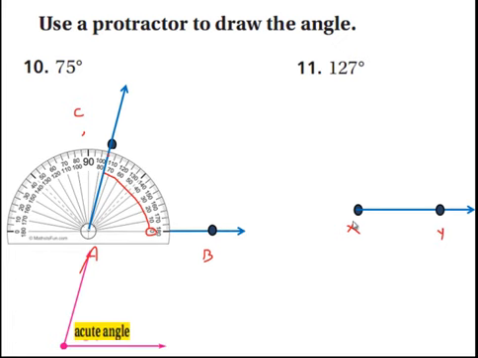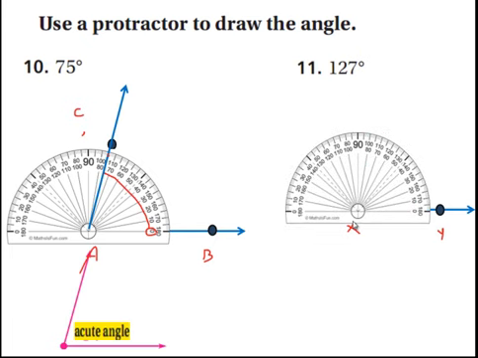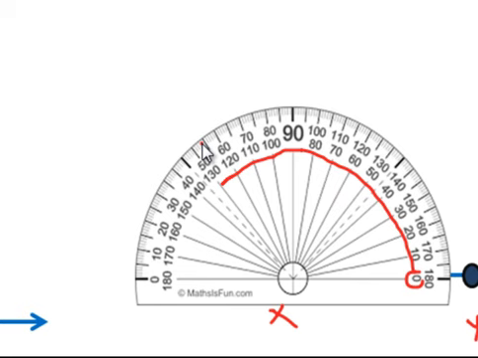Fourth, put the protractor center on the vertex X. Yes, the protractor center on the vertex X. Then count from 0, which is on the ray, to 127. 0, 10, 20, 30, 40, 50, 60, 70, 80, 90, 100, 110, 120. Stop. 120. I need 125, 126, 127. Maybe 127 here. After 125, 126, 127.